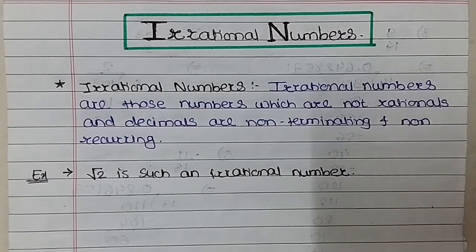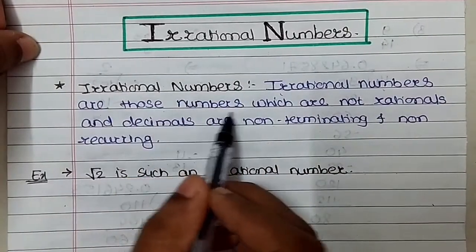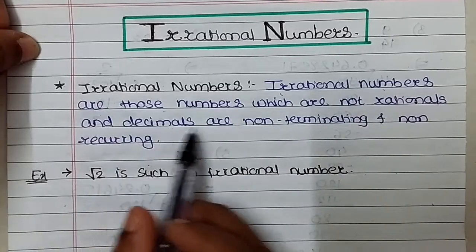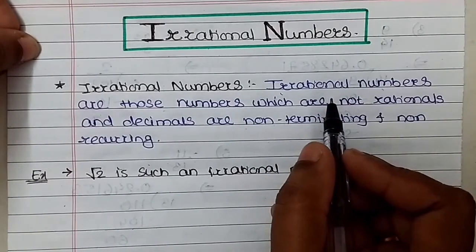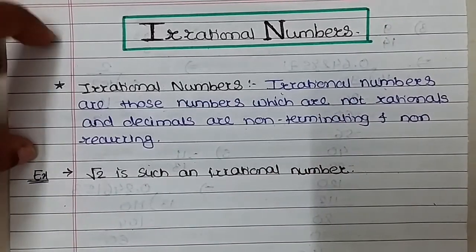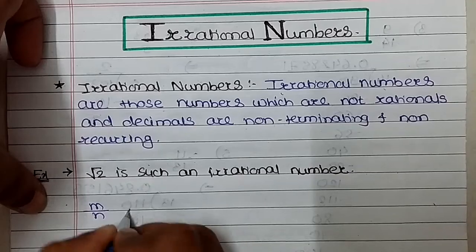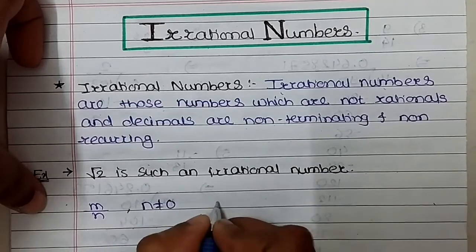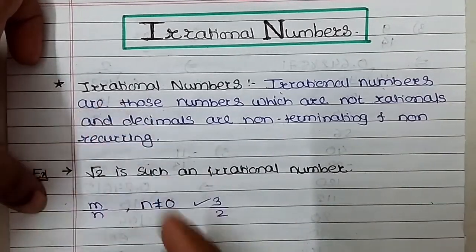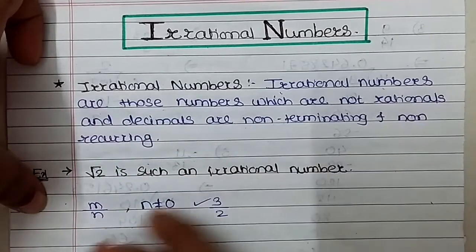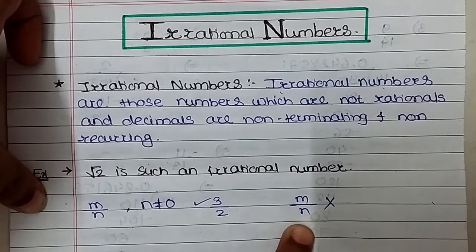First of all, understand what is meant by an irrational number. Irrational numbers are those numbers which are not rational, and whose decimals are non-terminating and non-recurring. So what is a rational number? A rational number is in the form m upon n, where n is not equal to 0. That means 3 upon 2 is a rational number. So irrational numbers are those numbers which are not in the form of m upon n.